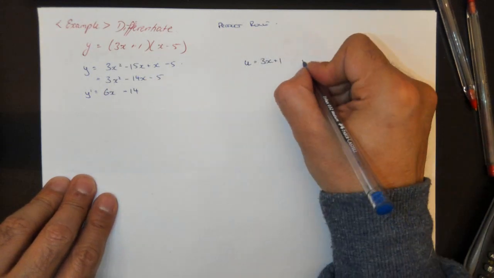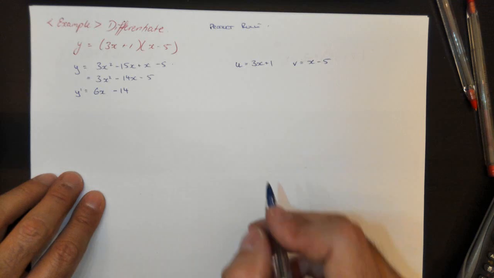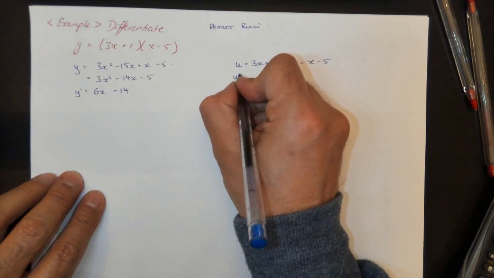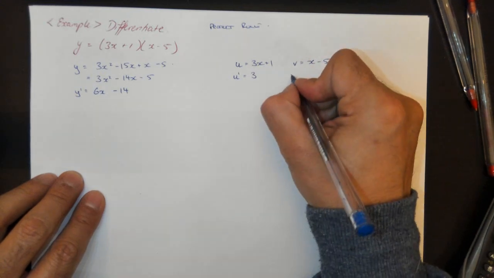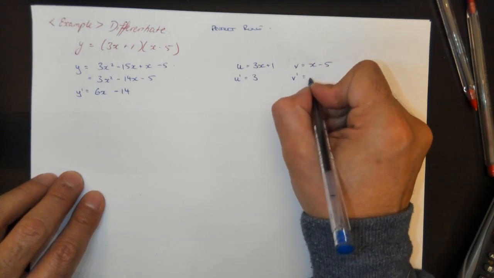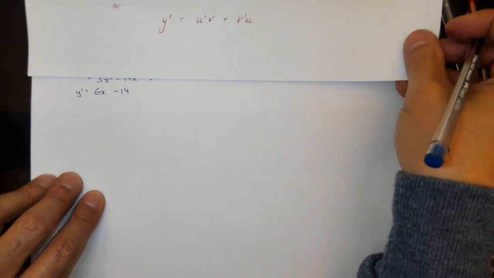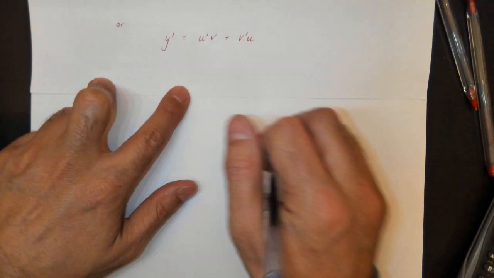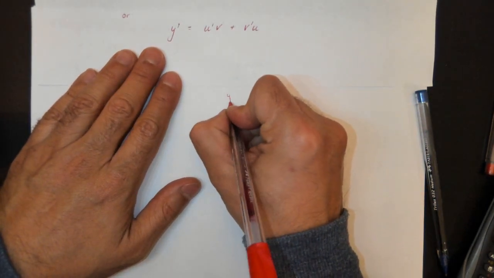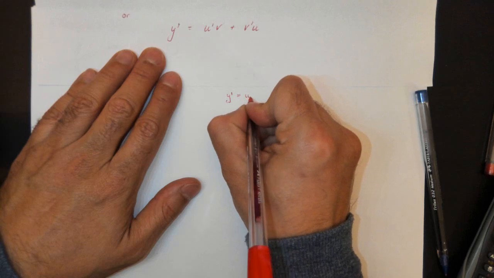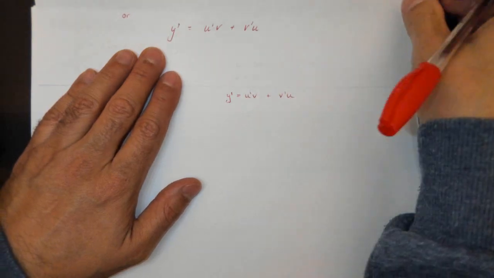So what happens if I let u be 3x plus 1, the first one, and I let v equal x minus 5? Well, if I differentiate each part, u dash would just be 3, and v dash would be 1. So the rule is right up here: y dash equals u dash v plus v dash u.